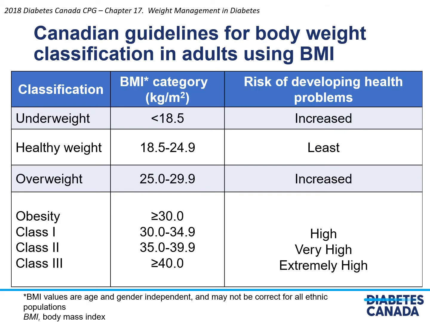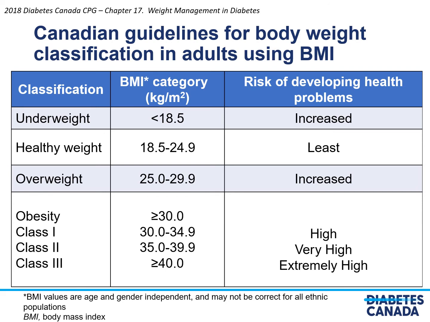We can classify obesity using the BMI classification, or body mass index. Underweight is classified as a BMI less than 18.5. This, in fact, puts individuals at an increased risk of developing health problems. Healthy weight is defined as a BMI between 18.5 and 25. This is the BMI that puts patients at the least amount of risk.